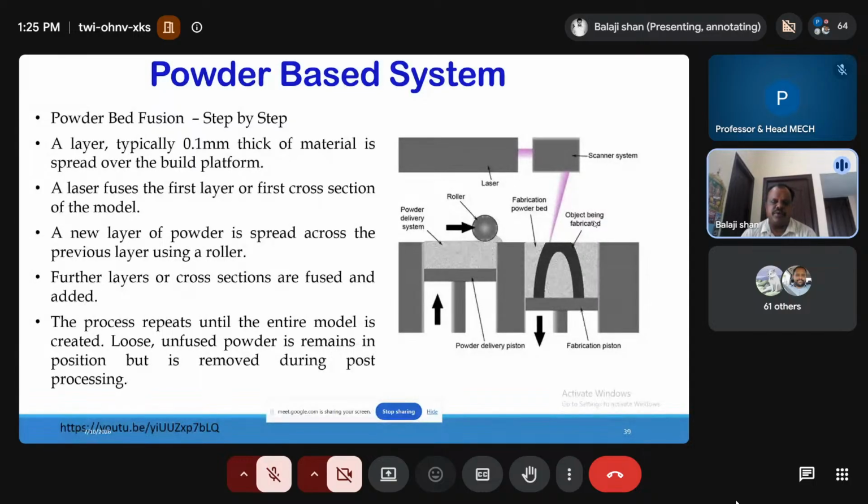The major advantages of powder-based processes are that they give very high accuracy, excellent surface finish, and intricate geometries.